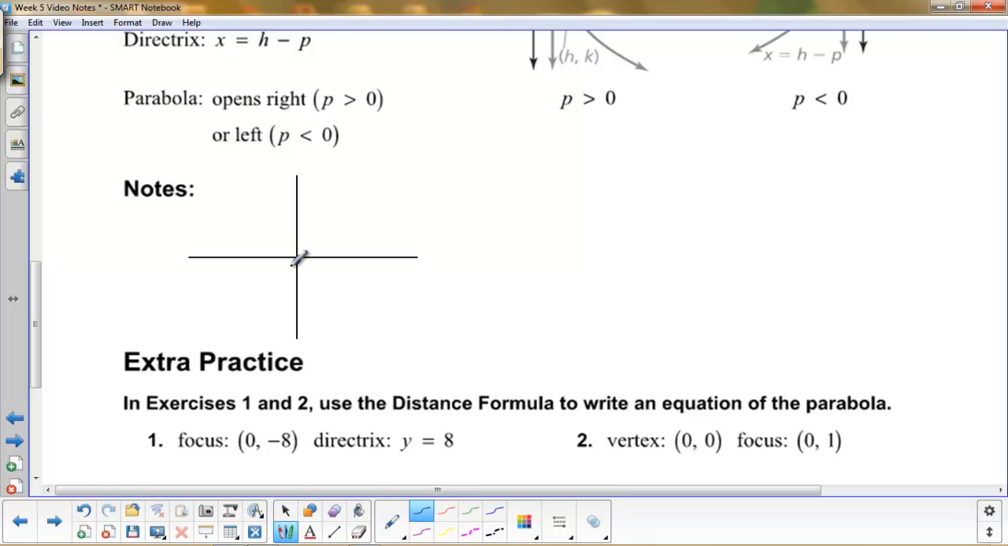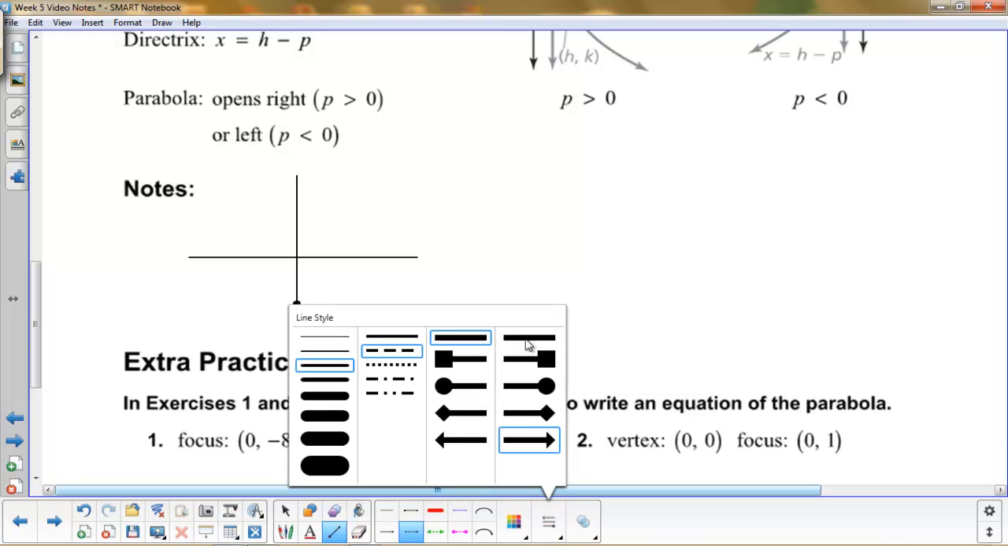Okay, so the focus is at (0, -8). That's down here. Okay, now I'm just going to sketch this thing. I'm not really going to be graphing it accurately. Now the next thing I'm going to do here is draw my directrix in as well.